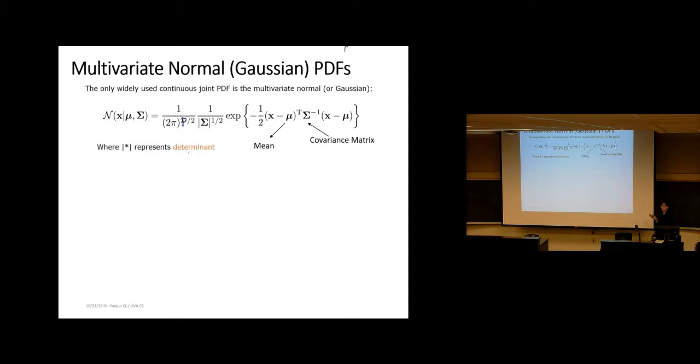So then comes the multivariate Gaussian distribution, which has a pretty complicated PDF formula. Now our X is not just a scalar anymore, it's a vector. So there are multiple features here, x1 up to xp.